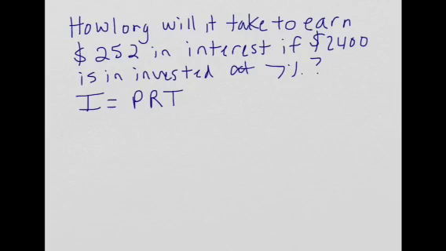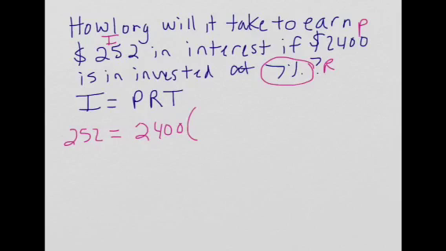So let's look and see what we have. So I have my interest already. So that's my I. I have my principal. I have my rate, but I don't have my year. Okay, so I'm going to put 252 is equal to 2,400 times, again, big obnoxious decimal, 0.7, and then times my Y, which is my years.